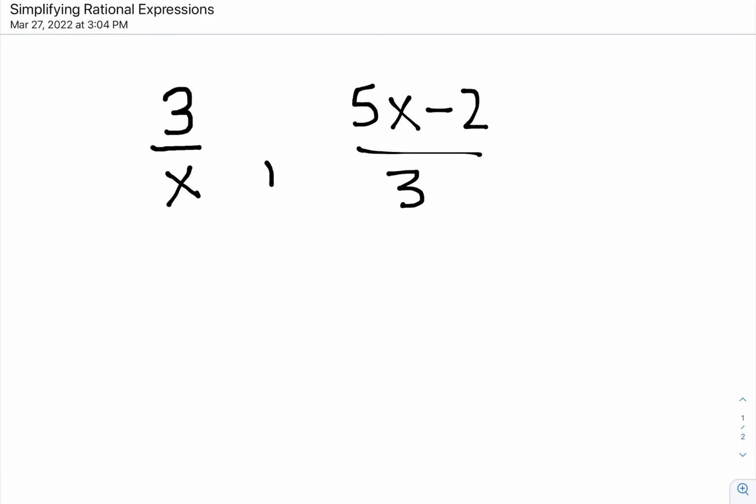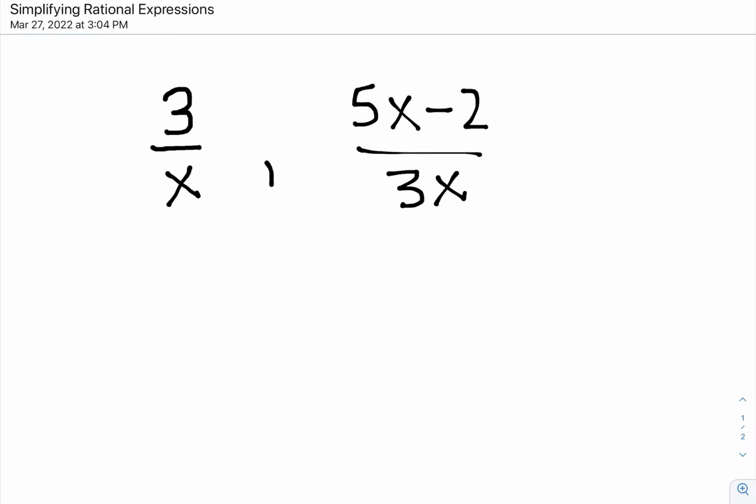Today I'm going to talk to you about simplifying rational expressions. There are lots of different states that we can start with in terms of what the rational expression looks like. A rational expression is basically any number, or a set of numbers, that's being divided by a term or set of terms with a variable in it. For example, 3 over x is a rational expression, or like 5x minus 2 over 3x. These all have variables in the denominator, so they're called rational expressions.